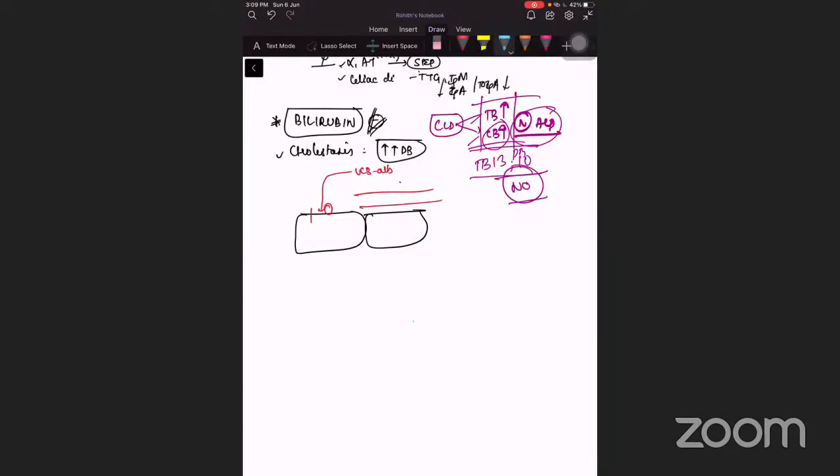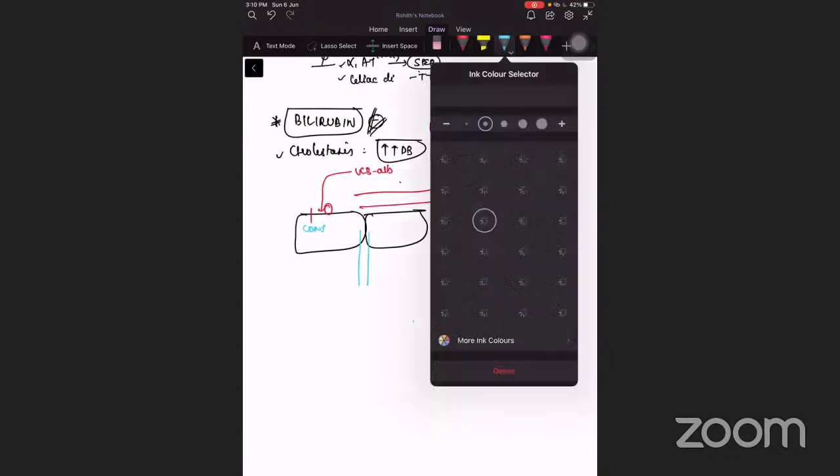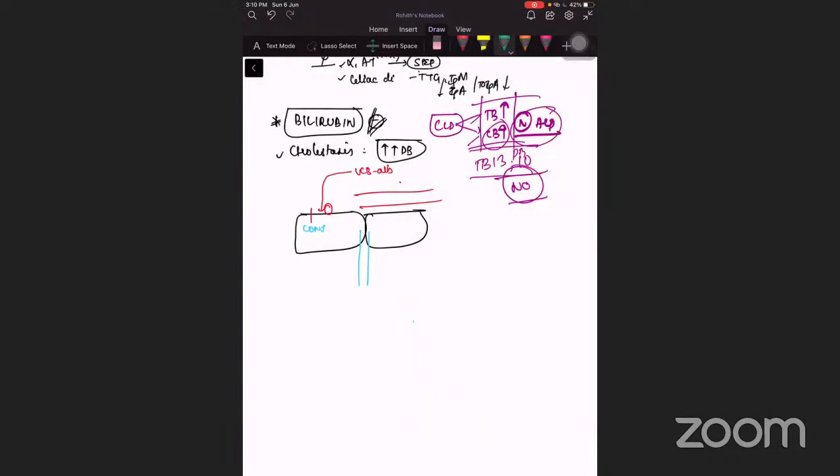So what happens? It undergoes conjugation. Once it undergoes conjugation, it gets secreted via the bile duct, bile ductules. Let's say this is the cell and the bile ductules. There is one protein here called MRP2 protein, and this bilirubin comes here. So it becomes water soluble.